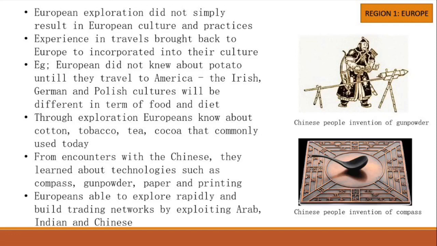Other inventions that are listed as the four great inventions from ancient China are gunpowder, papermaking, and printing. The conclusion that can be made about the exploration by the Europeans is that they were able to explore rapidly and build trading networks by exploiting the Arab, Indian, and Chinese.